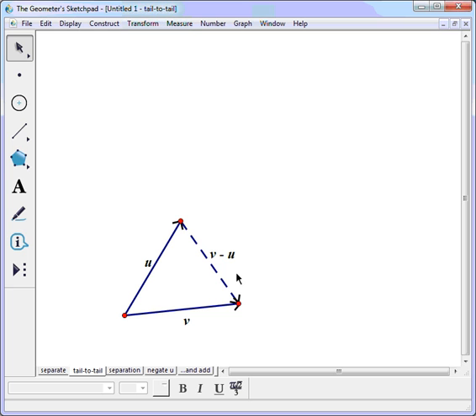It's v minus u if, when added to u, you get v. Let's see. u plus v minus u. Yeah, these are tip to tail. u plus v minus u indeed gives you v. So that's often an easier way to do it.